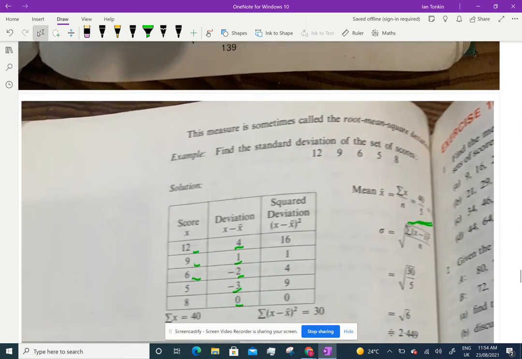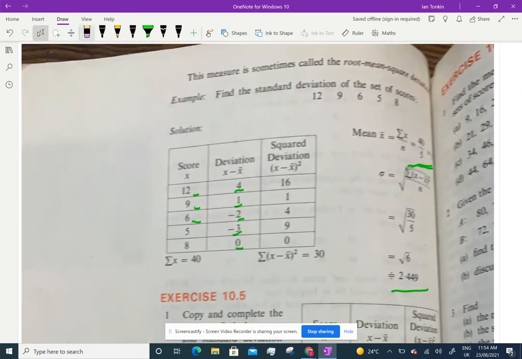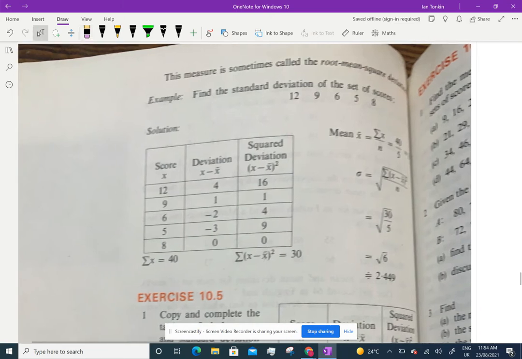So how does that work? Let's have a look here. If you can see here, we've got a set of scores: 12, 9, 6, 5, and 8. They calculate the mean, and you can't see it over here, but the mean is 8. Then they go, all right, 12 minus 8 gives me 4. Square that, 16. 9 minus 8, 1. Square that, 1. 6 minus 8, negative 2. Square that, 4. And you get all these, and then they add them all up, and you get 30.